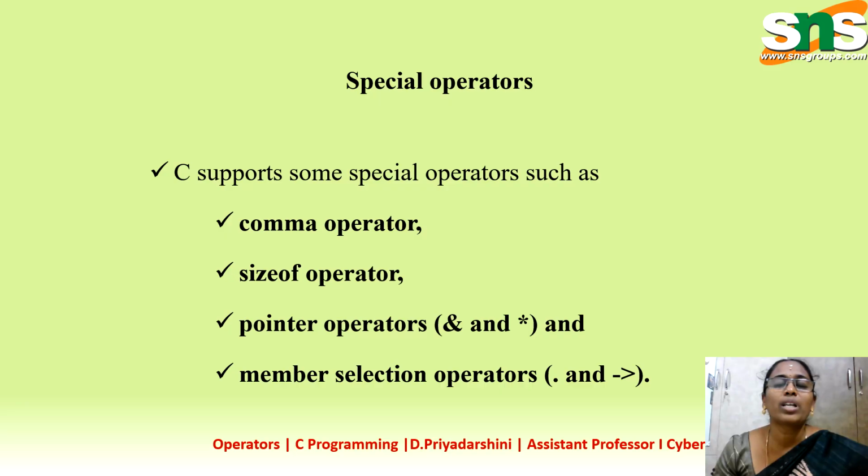And the last one is the special operator. C supports some special operators such as the comma operator, sizeof operator, pointer operators, and member selection operator. The comma operator is used to separate variables. That is, two variables can be separated using the comma operator. It is also known as the variable separator operator.